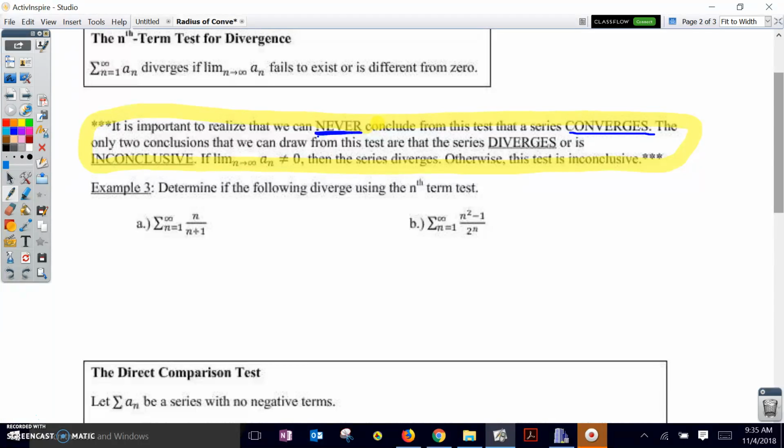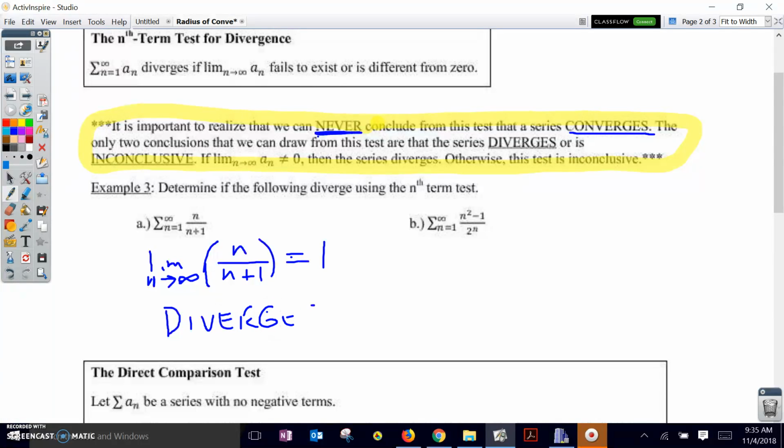So let's look at how we utilize this. We're going to take the limit as n goes to infinity of the argument of the series and figure out what that's equal to. If we find this limit as n approaches infinity of n over n plus 1, that's equal to 1. And so our conclusion is that this series diverges. Okay, let's do the same thing in part B.